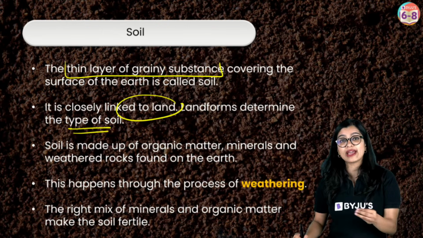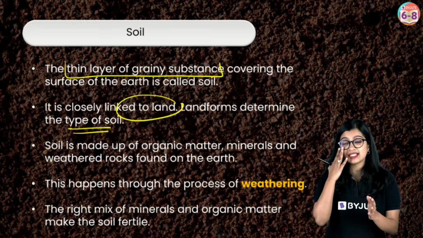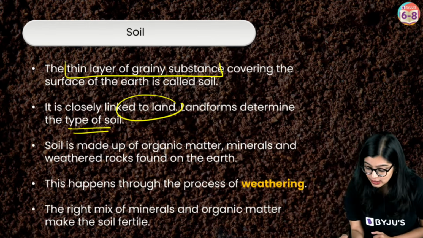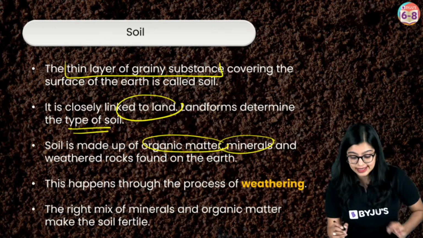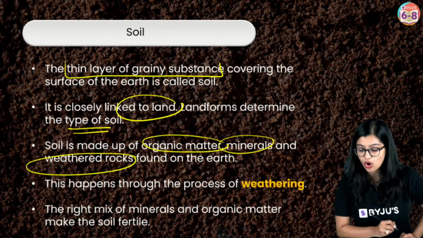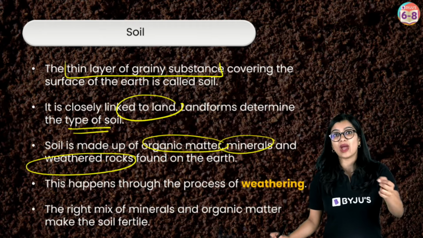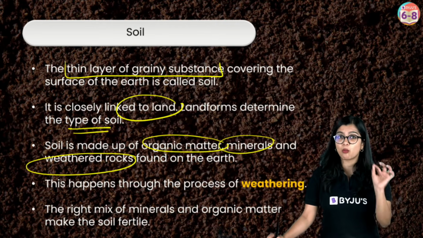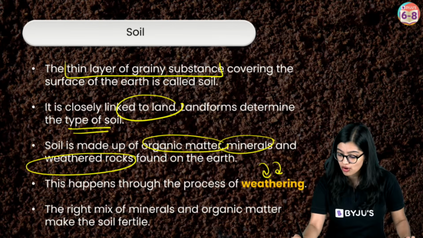Yes? Now, if I ask you, what is soil made of? First and foremost, we see that soil is a mixture of different substances. So we see that it includes organic matter, it includes certain minerals, and it includes weathered rocks found on earth. Now understand, we are using the term weathered rocks and not just small tiny rocks, right? Why are we using the term weathered? That is because soil is formed by the process of weathering.